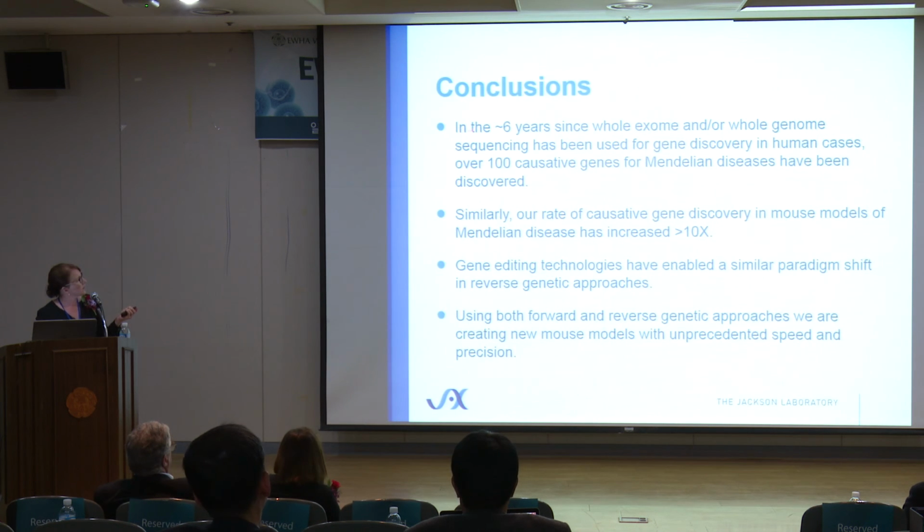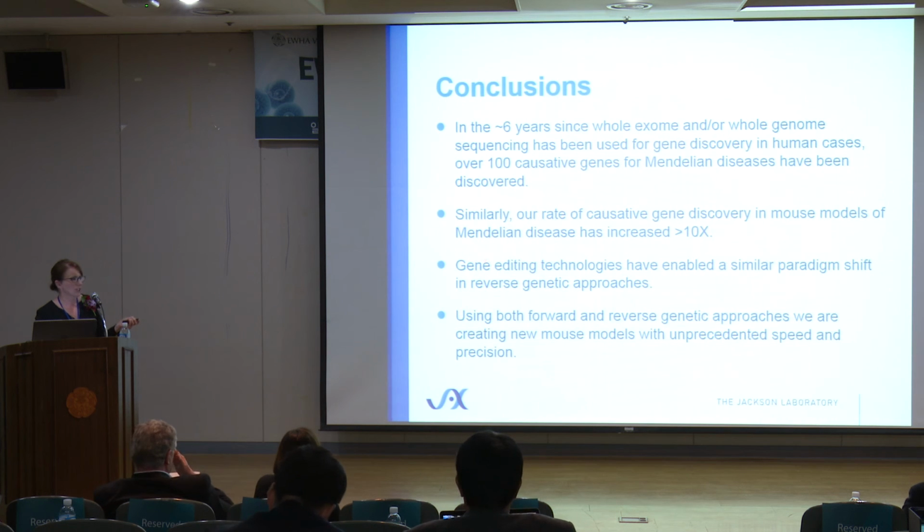So just to conclude, in the 6 years since whole exome and whole genome sequencing has been used for gene discovery in humans, over 100 causative genes for Mendelian diseases have been discovered. And similarly, our rate of causative gene discovery in mouse models has increased by about 10 times. Now we can also use in parallel gene editing technologies to create mutations in mice much more quickly than we were ever able to do before. And that's allowing us now to use a combination of both forward and reverse genetic approaches to create new mouse models.